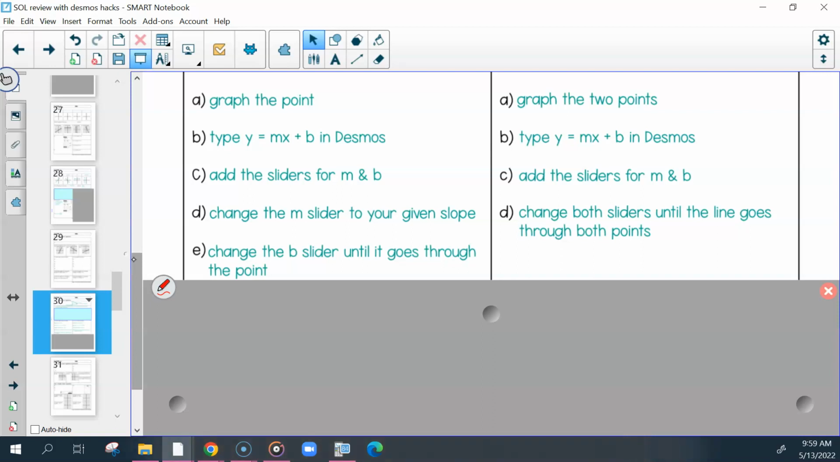And then remember that you have 4 Khan Academies due today. 3 on direct variation and 1 on literal equations.